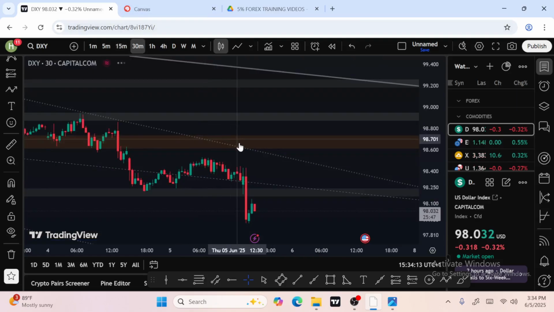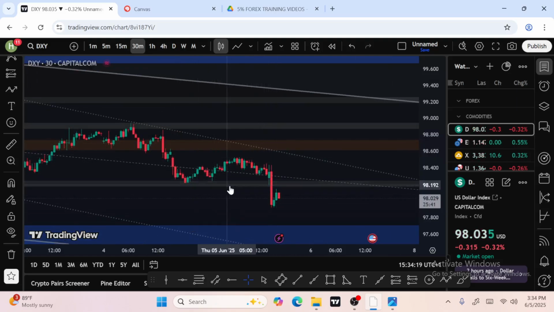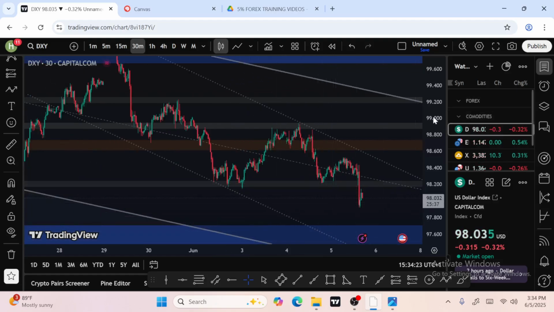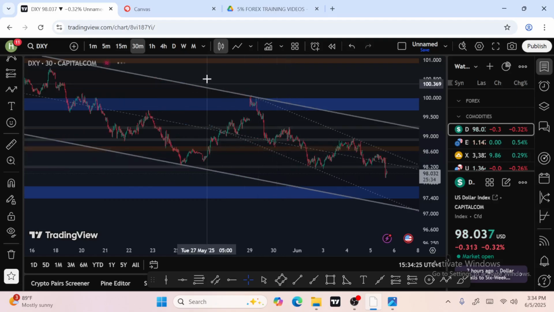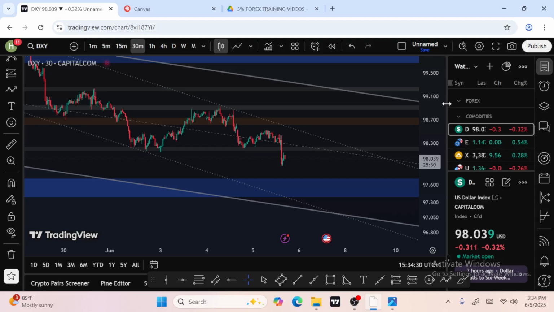Come to your 30 minutes. Now, see this 30 minutes candle. It has broken below this zone. So I'm expecting that it's coming down to where? Now, if you check these very well, look at my DXY very well. I have my major zone, I have my minor zone, and I have some sub-zones. I call them sub-zones.